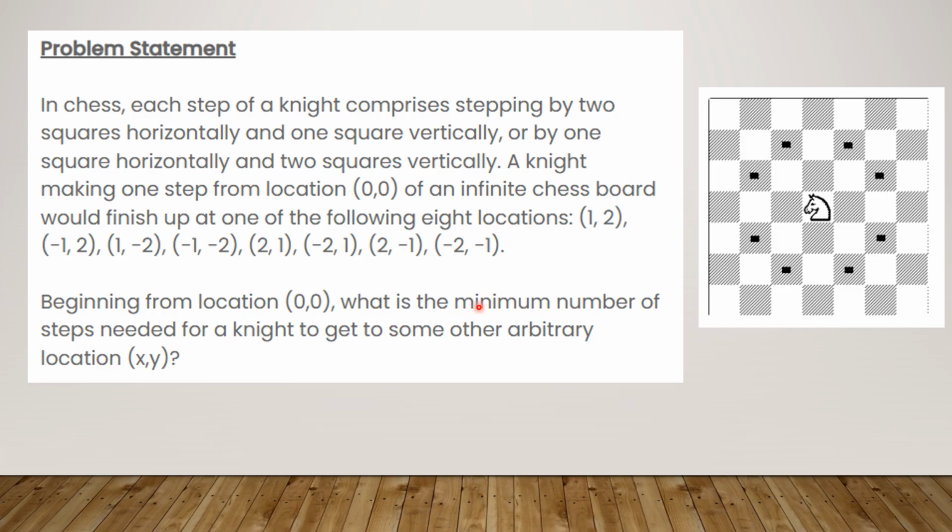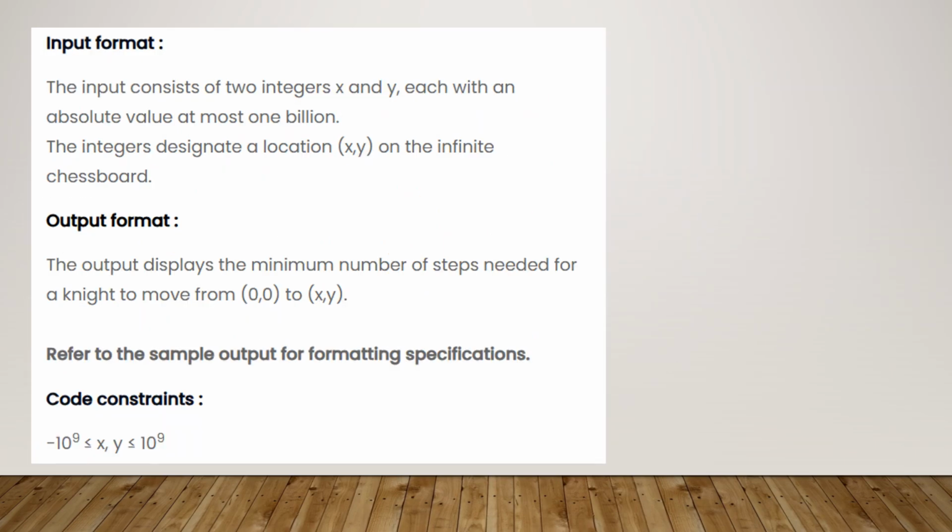Now the problem statement is that we have to find the minimum number of steps needed for a knight to get to some arbitrary position, let's say x, y. Initially the knight is in this position and x, y can be some other point. So what is the minimum number of steps? Let's say the position x, y is this one, given by my pointer. The knight definitely needs two steps: it moves to here, then another step to here, or it moves to this position and from here to the last position. So it takes two steps. This is what we have to find in this problem.